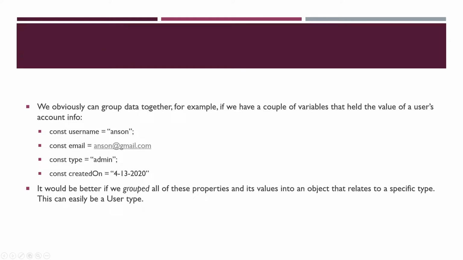So let's just say, for example, if I had all of these variables declared, now we can see that we have a username, an email, a type, and a created on variable, and they all have their values. But again, like I said, we can practice data encapsulation by taking all these variables, and instead of having them just out there, we can group them into a single entity, into a single class, a single object. And we can say, hey, look, this could easily be a user class that we could implement.